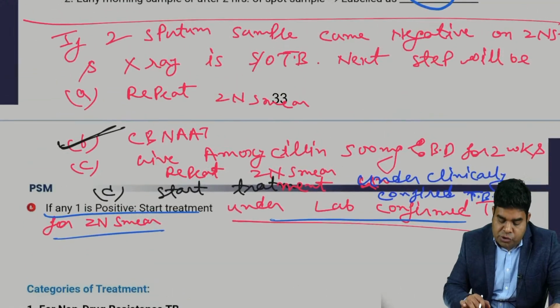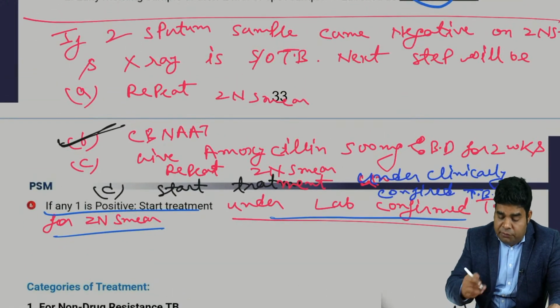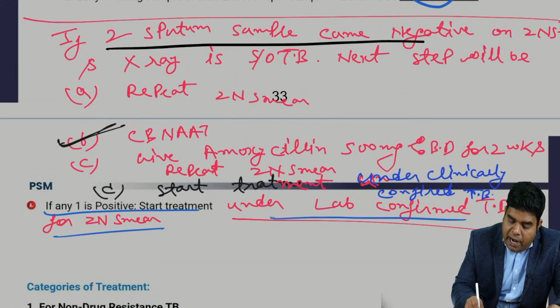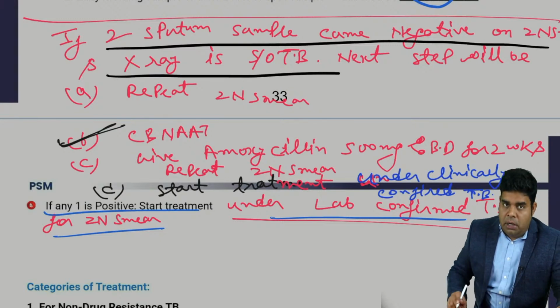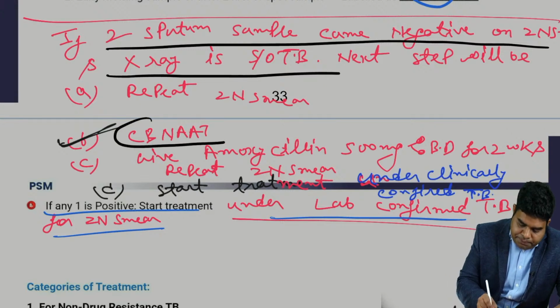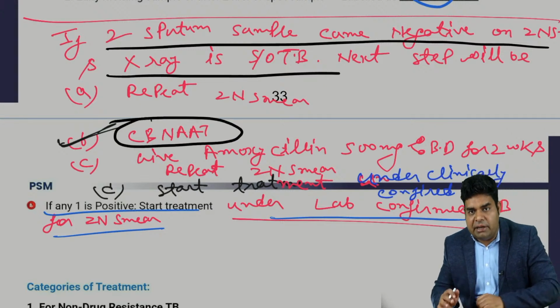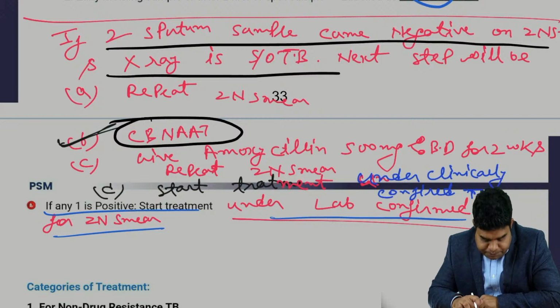But they have asked this question 3 times already in the NEET exam: if you did 2 sputum samples and both came negative but the X-ray is suggestive of TB, then the next thing we do is CBNAAT. If the ZN smear is negative, we will move to CBNAAT.